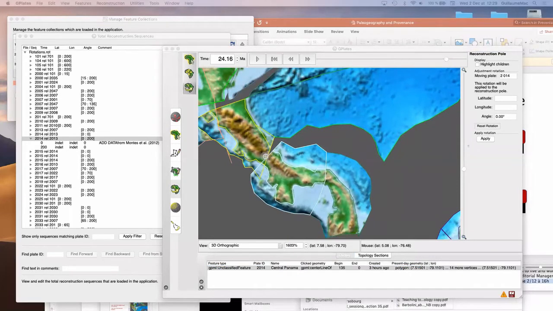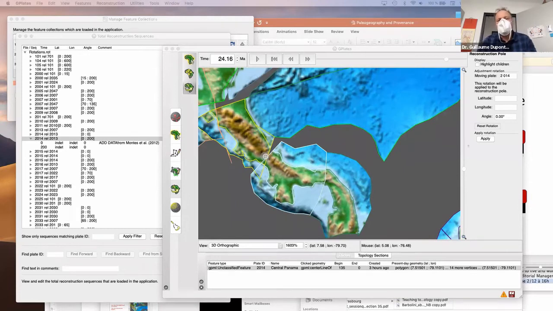Why did you set the pole of rotation in between the two plates and not exactly in the center of the plate that we want to rotate? So in fact, yeah, good question. In fact, we have a choice here. We can put it more or less anywhere.